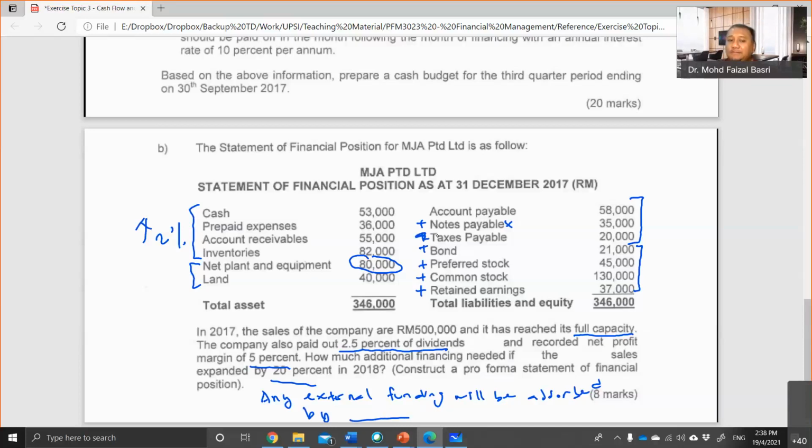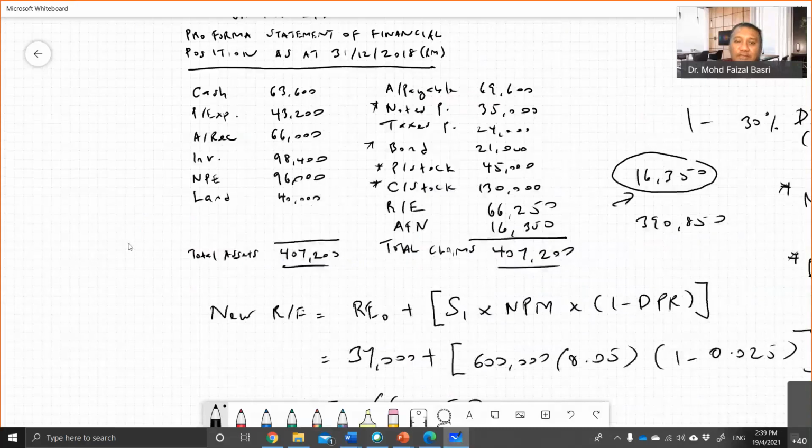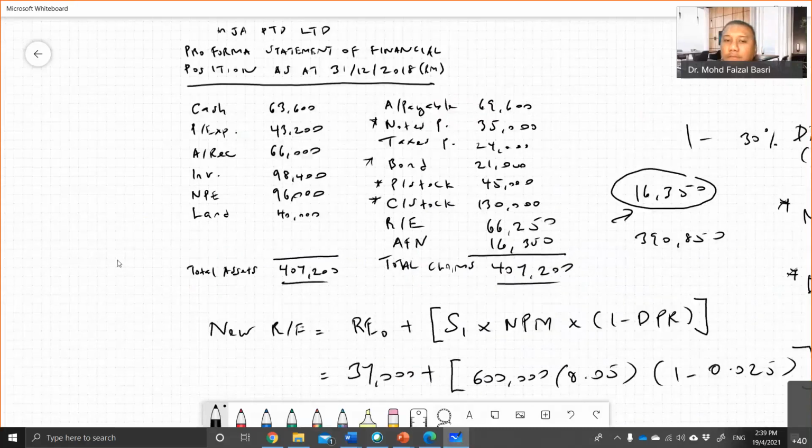Okay, I give you one example. I add just one more sentence. Okay, after this whole construct, it says any external funding required will be absorbed by notes payable. Let's say I said notes payable. So what does it impact to our statements? Our statements will change a little bit. Generally it will be something like this. But we need to change something because the question specifies directly that the external funding will be absorbed by notes payable, for example.